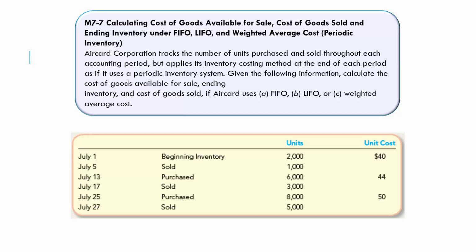We're not going to work through it using a perpetual method. In a later class you'll learn that, but in this class we're just using the periodic method. So going back to basics, the very first thing you need to do is calculate goods available. And goods available is going to be the 2,000 times 40 plus the 6,000 times 44 plus the 8,000 times 50. And you can extend that to get a value. And you could also add up the number of units. And here you have 2,000, 6,000, that's 8,000, 8,000, 16,000 units.